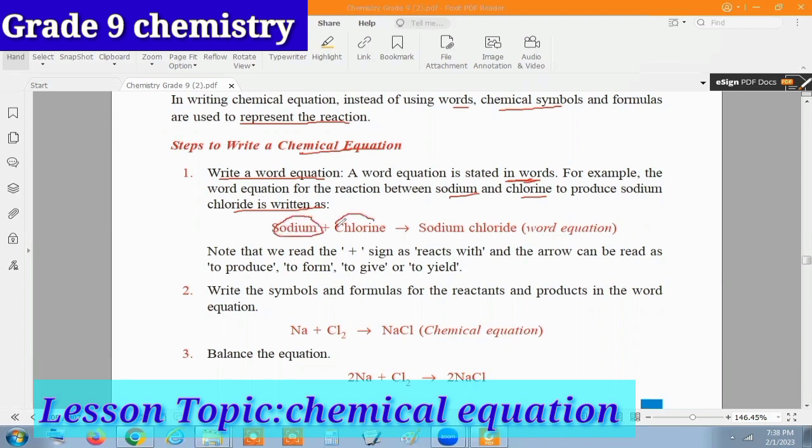We have to write sodium plus chlorine gives, or an arrow, sodium chloride.